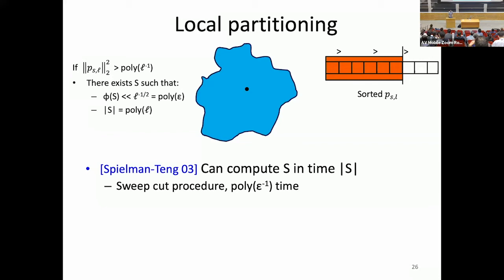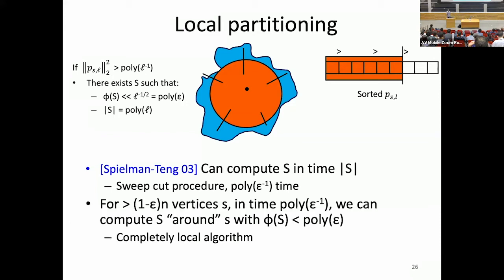The analysis is not easy, but what this says is, within your diffusion, you can find this low conductance cut efficiently. The upshot for us, thinking of local algorithms, is that for a 1 minus epsilon n vertices S, so for an overwhelming majority of vertices, in time polynomial in 1 over epsilon, we can compute a low conductance cut around that vertex. So it looks like we can pick out a piece of the hyperfinite decomposition just by diffusing around it, as opposed to thinking globally in terms of contractions. Okay, this makes sense?